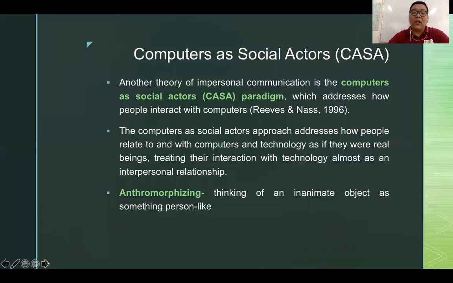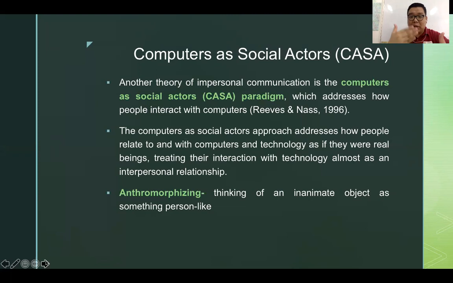Okay? Now, take a look at how computers act as social actors. In this section of my discussion, I'll be talking about CASA, or computers as social actors. Another theory of impersonal communication is CASA, which is also considered a paradigm, and which primarily addresses how people interact with computers.